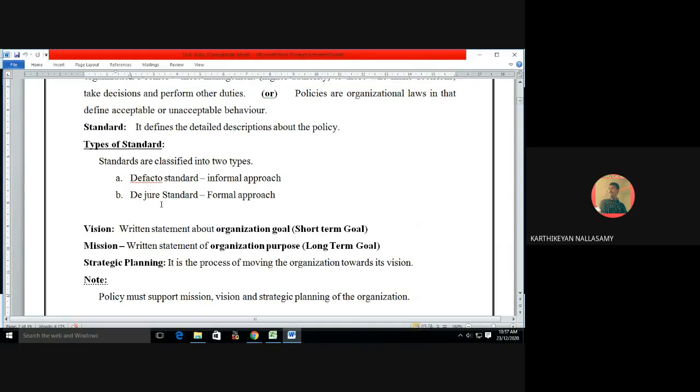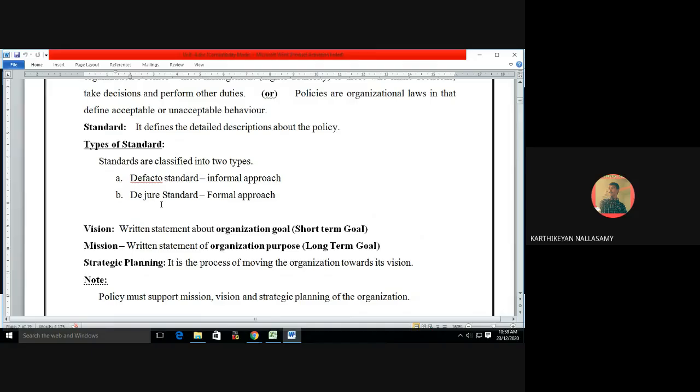And the next thing is every organization must have a vision as well as strategic planning. Vision is a written statement about our organization's goal. For example, if I plan that within 5 years I want to be in a good position in the IT industry, this is called a short-term goal. But a vision goal means that in my lifetime I need to achieve this. So this is called a long-term goal.